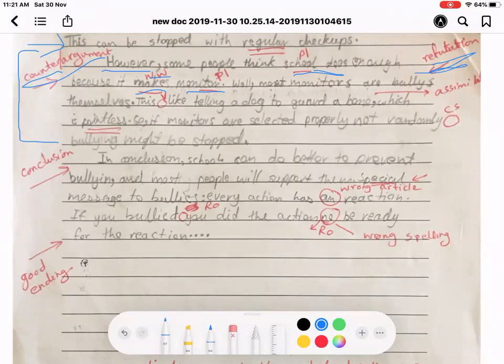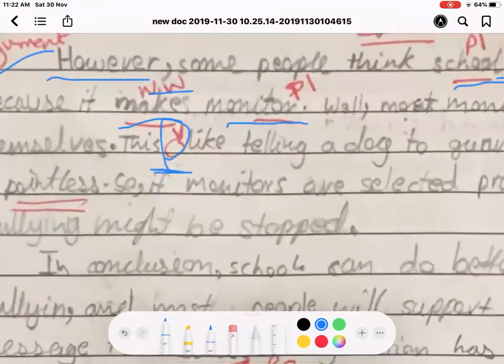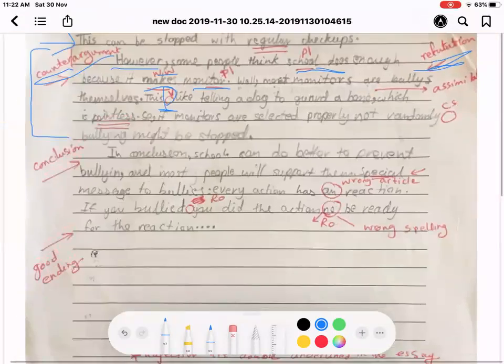This like telling a dog to, this is a very good example here. This is, a verb must be here. So a verb is needed here. This is like telling a dog to guard a home, which is pointless. That pointless is an adjective.